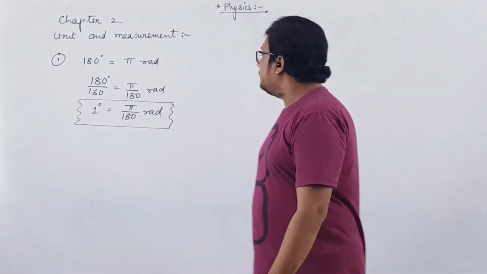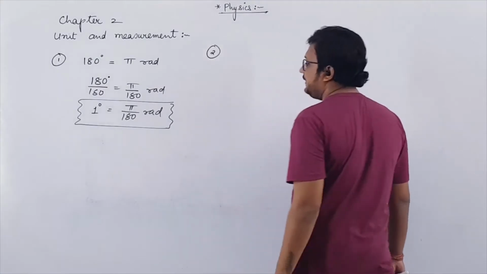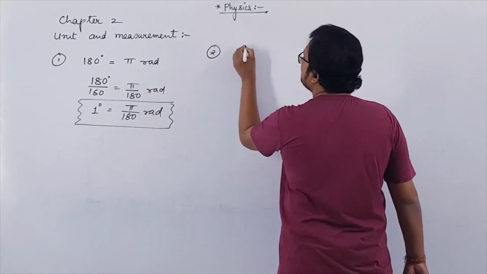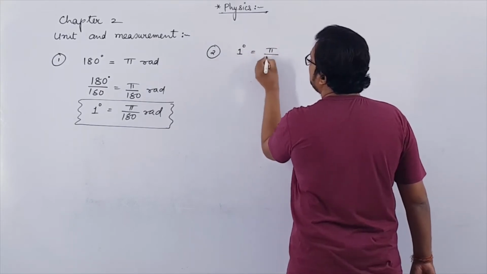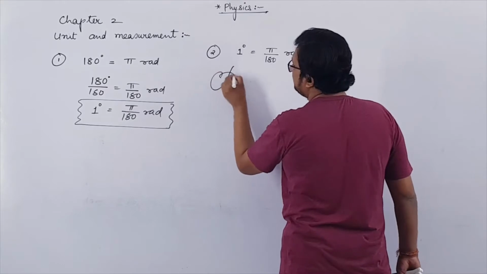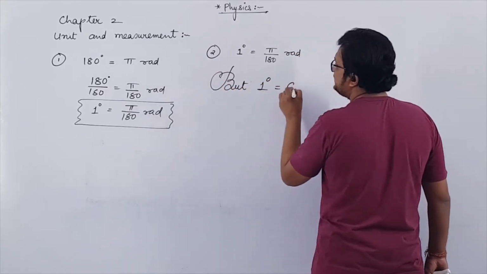Now the second case is to convert minute into radian. We have the formula 1 degree equals pi by 180 radian. But you must know that 1 degree is actually 60 minute.